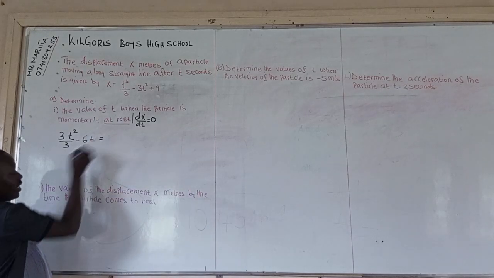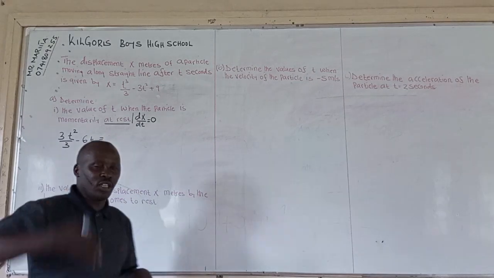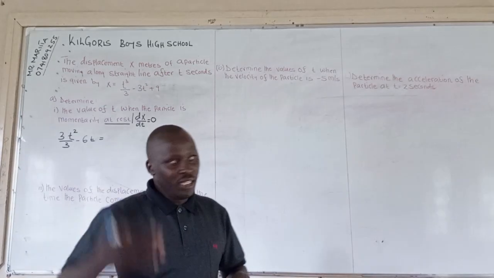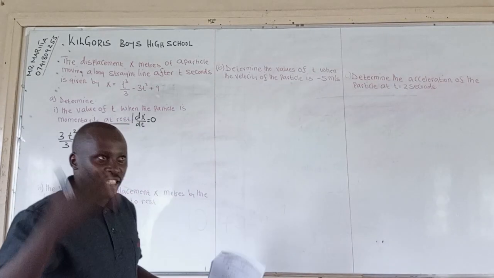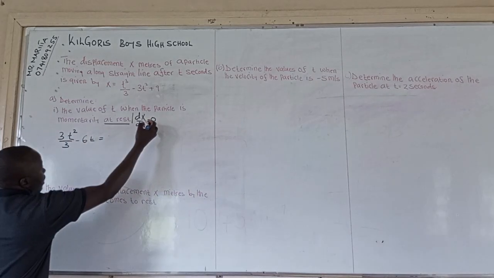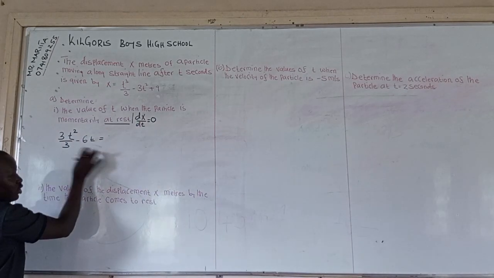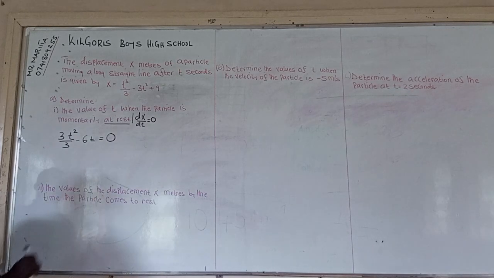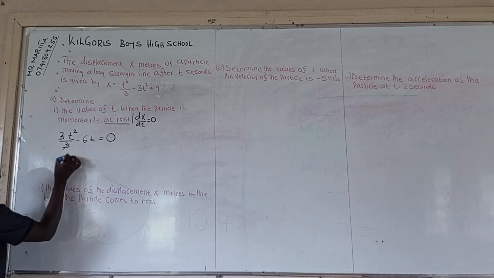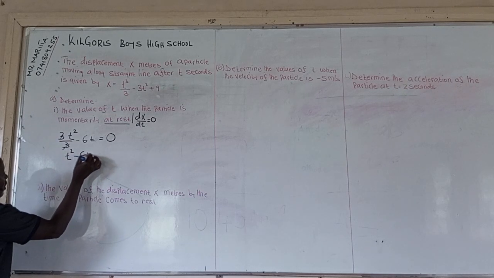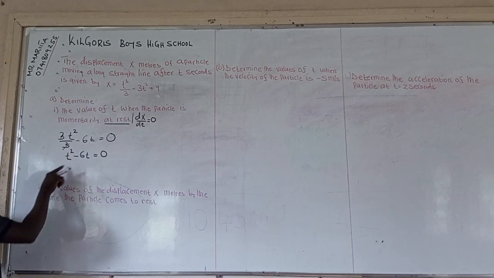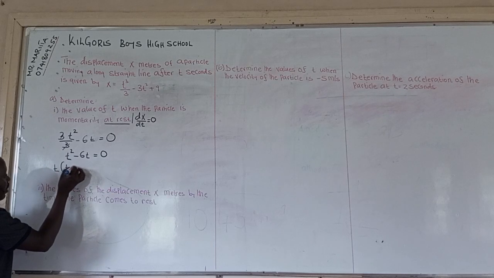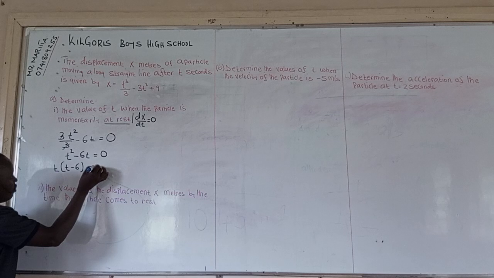At the point of rest or the point of maximum, the gradient function is equal to 0. It means that dx/dt is equal to 0. So if dx/dt, which is this gradient function, is equal to 0, it means the whole of this expression is equal to 0. So we have t² − 6t = 0. t is common here, so we can have t outside, then we have t(t − 6) = 0.